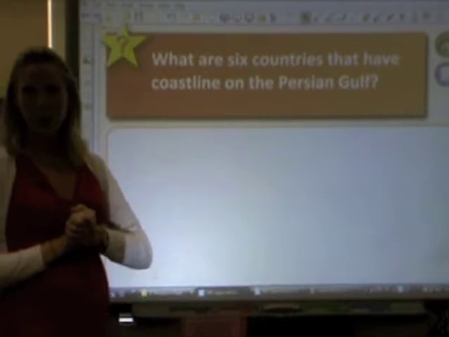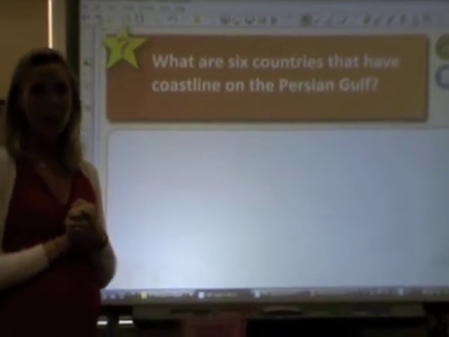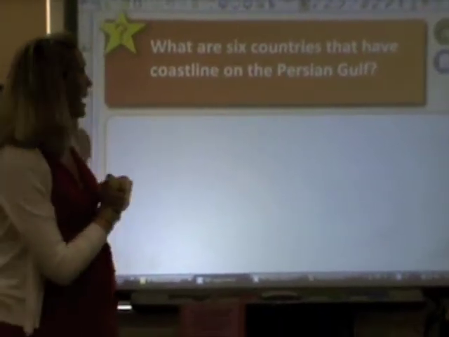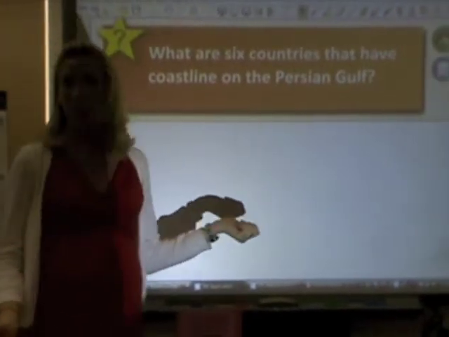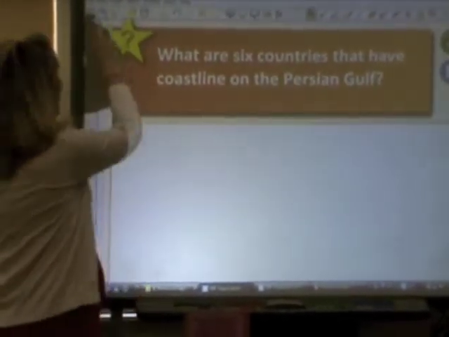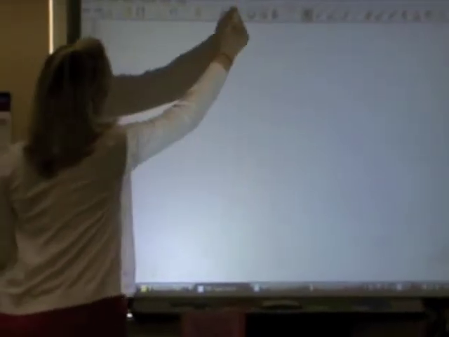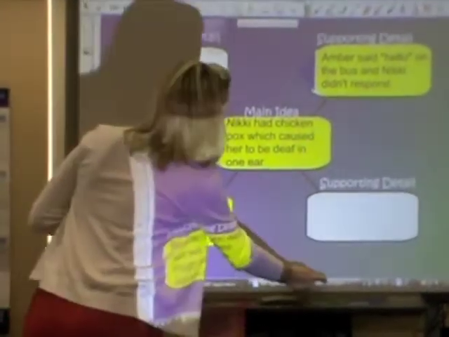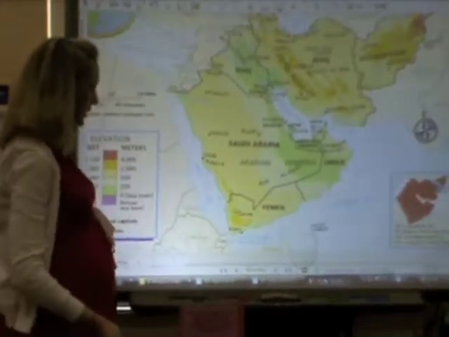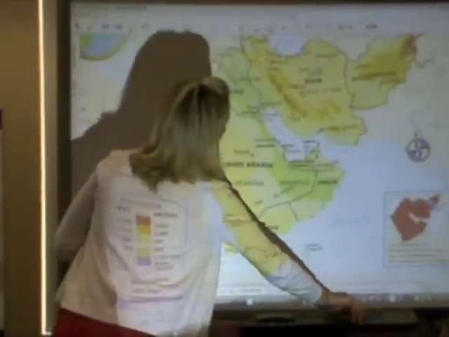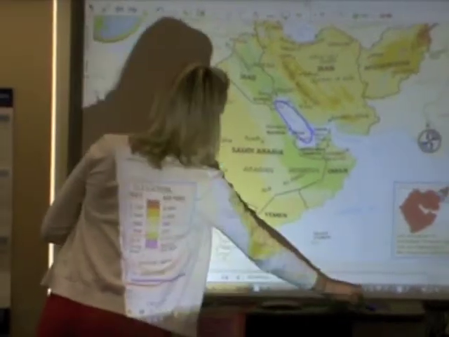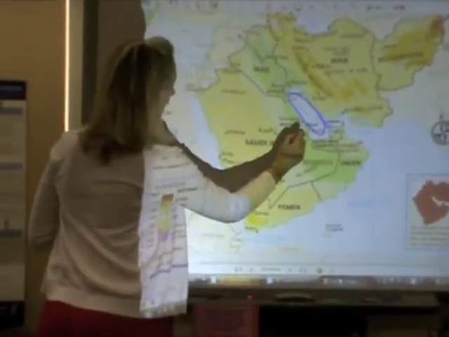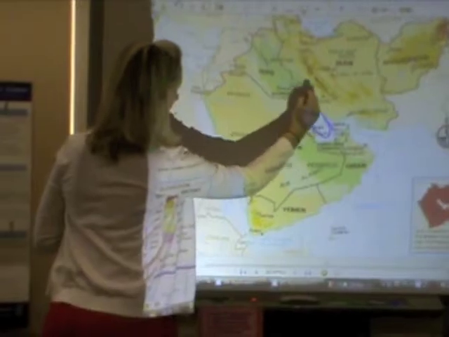One of my favorite new tools is the transparent background when we're going to be using a map. To answer a question like, what are 6 countries that have coastline on the Persian Gulf? Before answering that, we would go ahead and use the transparent background in order to see a map of the region we're studying, and then we can use the pens to point out the Persian Gulf and the countries that are bordering it.